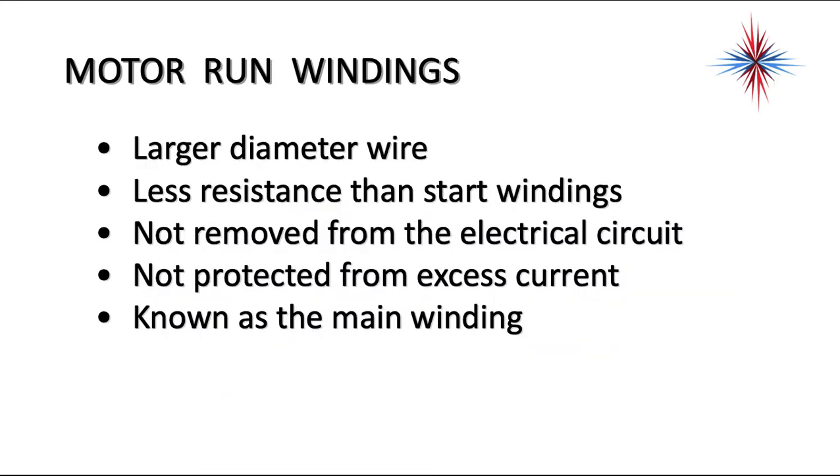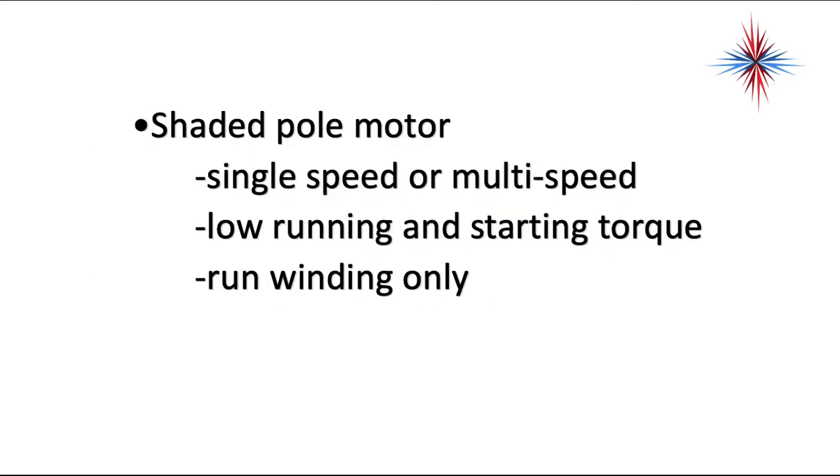The motor run windings are large diameter wire, with less resistance than the start windings. They're not removed from the electrical circuit. They're not protected from excess current, and they're sometimes known as the main winding. The run winding always has to have power if you expect the motor to run.